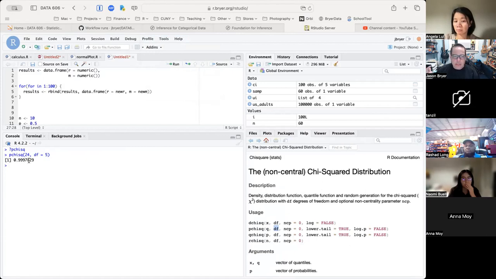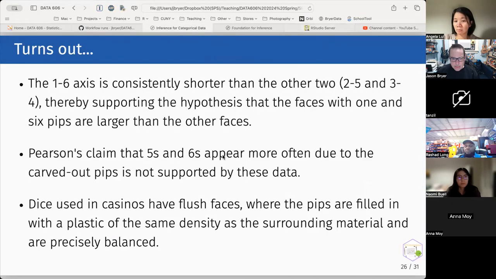You can see I get 0.999. So remember what this is. This is giving me the area to the left. So really what I want is the area to the right, which is less than 0.001. So it's pretty small, which I think is on the next slide. Oh well, we'll show it in a second.